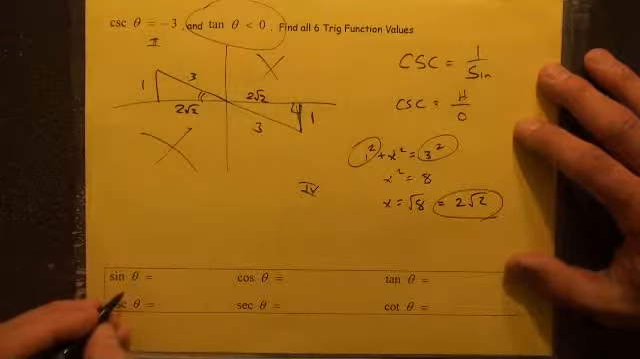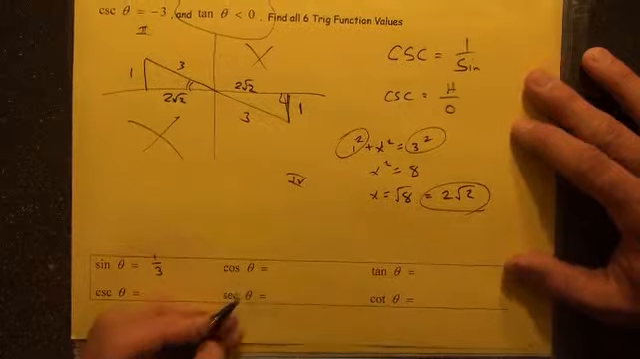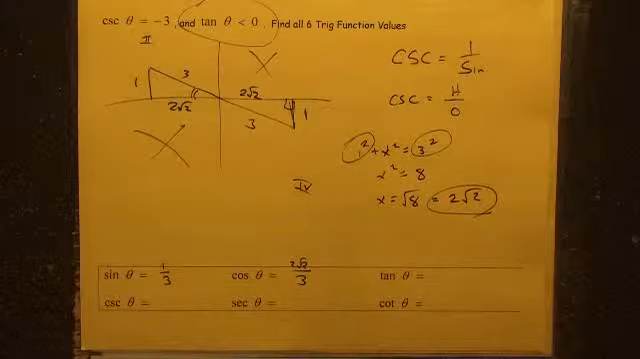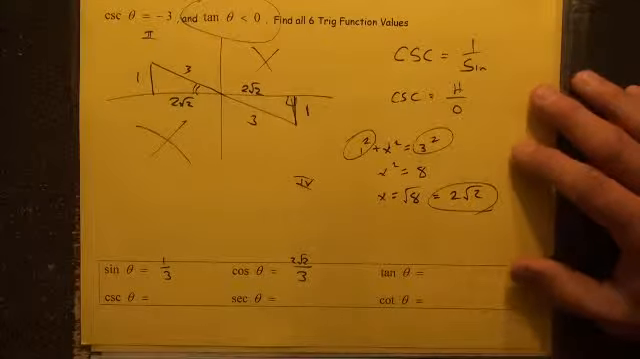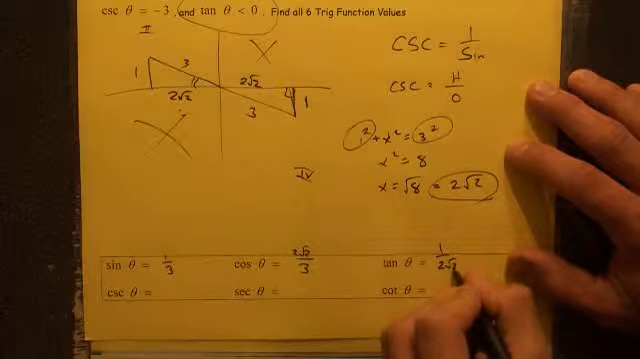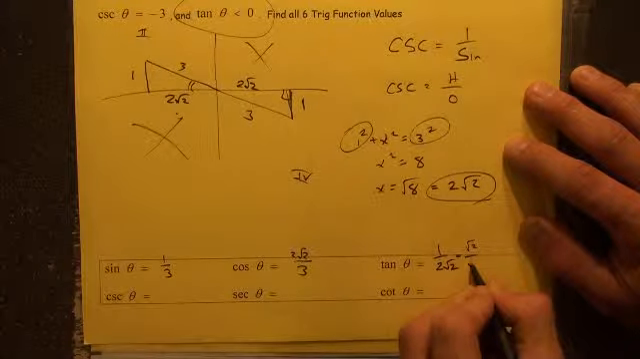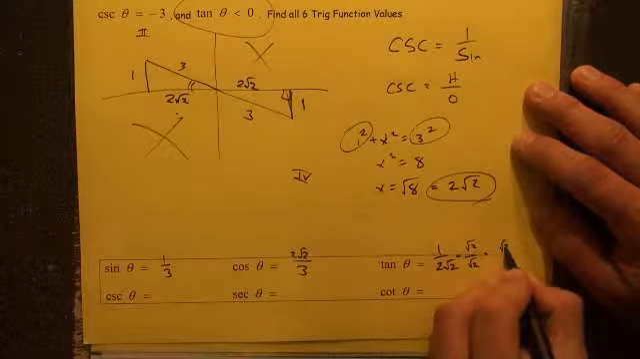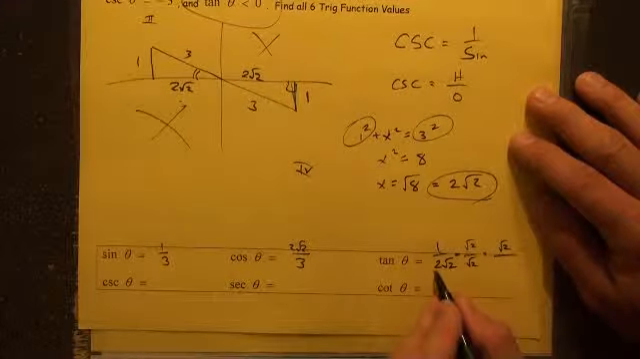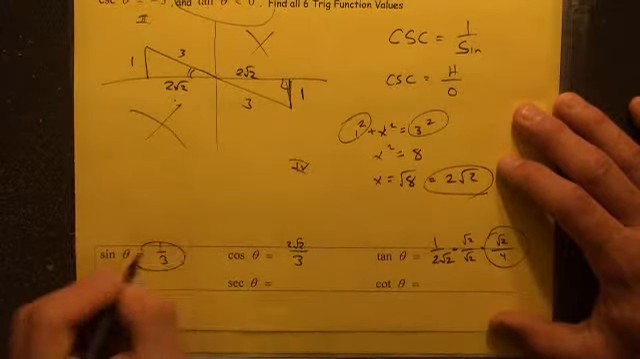And now what we're going to do is take sine. We know that sine is definitely 1/3. Cosine is definitely 2 root 2 over 3. And then tangent, they don't tell us, but we can figure it out. It's 1 over 2 root 2, opposite's 1. We're going to rationalize this denominator by multiplying by root 2 over root 2. So that's going to give us square root 2 over 2 times 2, which will be a 4. Root 2 over 4.